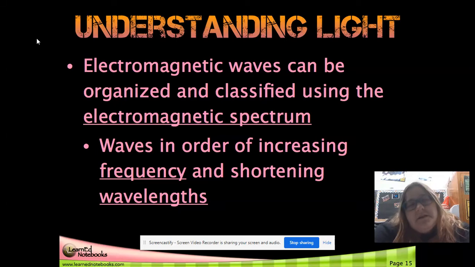Alright, guys, this is page 15. We're going to talk about understanding light. So electromagnetic waves can be organized, classified using the electromagnetic spectrum. That's what we talked about today in class.